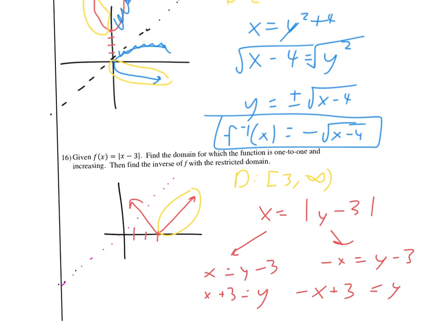So x plus 3 would be looking like this, and negative x plus 3 would be looking like this. So that looks to me like the one that's been reflected is this blue line. You can see it's kind of lining up across that dashed pink line. And so I'm going to say that's my function right there. So f inverse of x equals x plus 3.